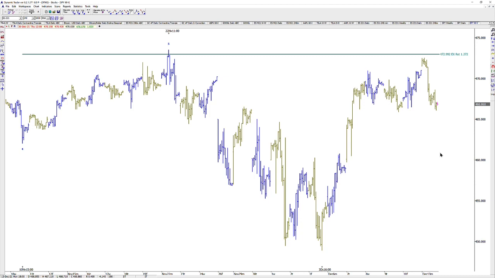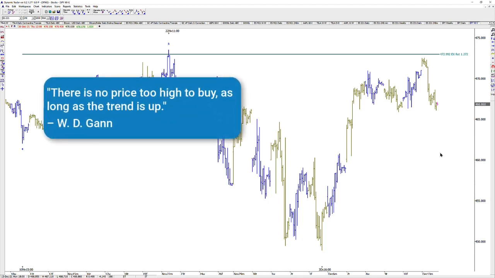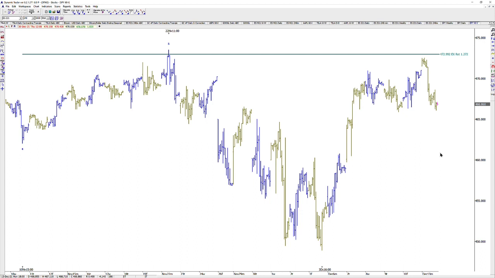But Gann said there's no price too high to buy as long as the trend is up, just as there's no price too low to sell as long as the trend is down. So as long as the technical position, the trend, is up and it has not reached even minimum targets or completed a pattern, you always want to be looking for opportunities to go long for a continuation of a bull trend. So let's take a look at a recent opportunity.